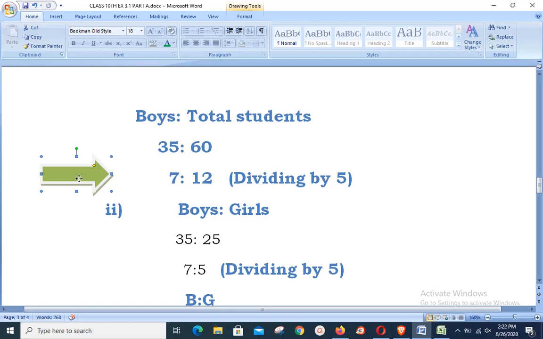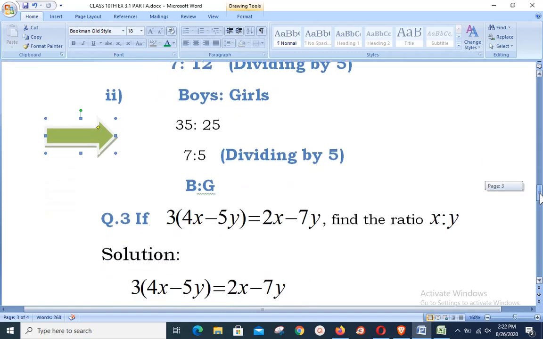Just keep in mind, students, that we don't put a cross while making simplification in the topic ratio. Part number 2, we are to find out the ratio of boys ratio girls. As we have 35 boys and 25 girls, so we have 35 ratio 25. Again, by dividing both terms by 5 we get 7:5. So we have boys ratio girls as 7:5 as our answer.